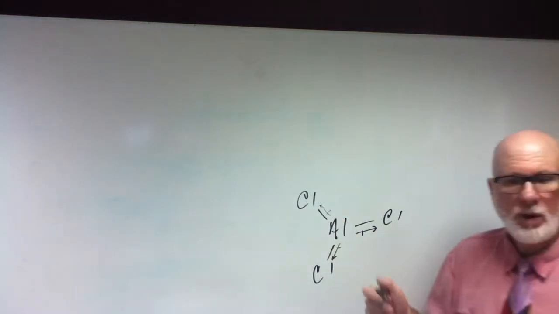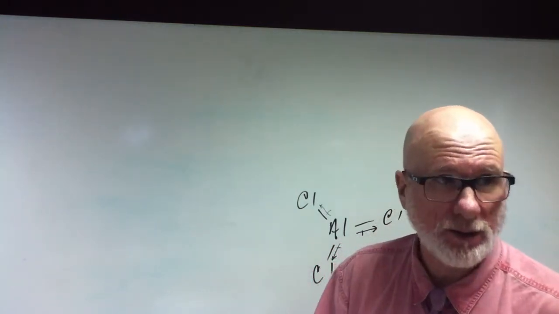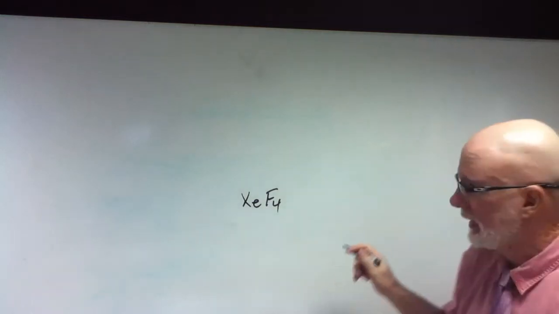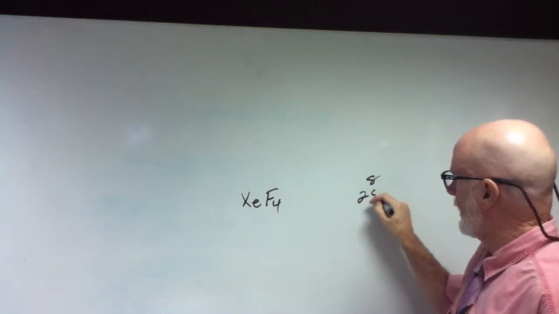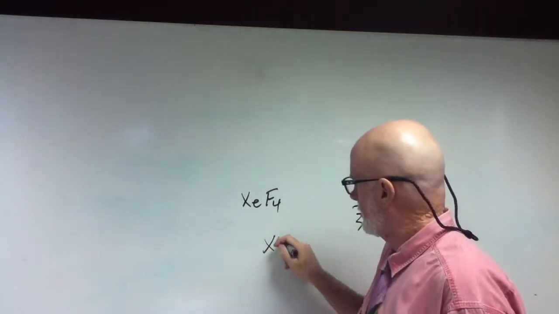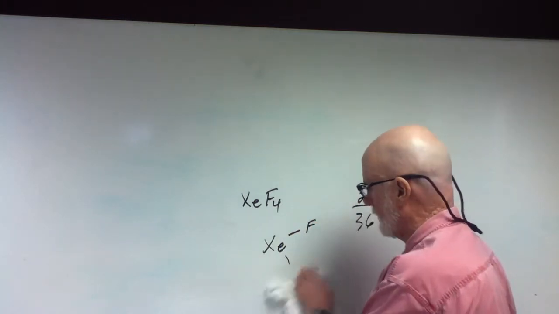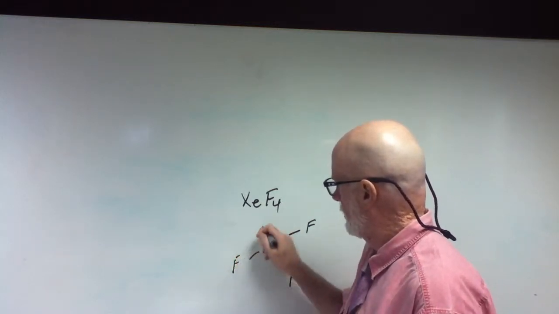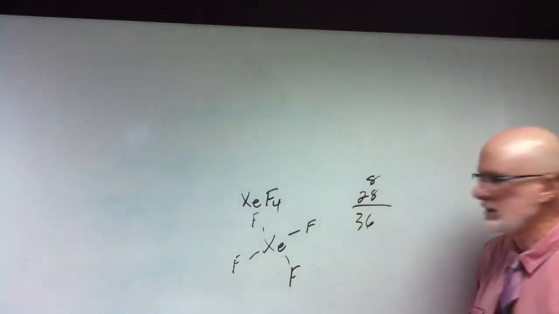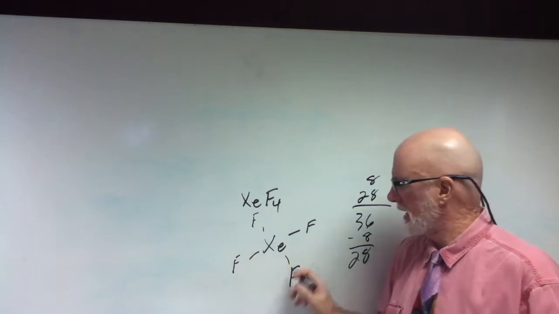Yes. One of the exceptions to that, where it's an irregular geometry, but it ends up to be nonpolar, I'll do that one. I'll do xenon tetrafluoride. You guys know this one? Okay, so it's going to be 8 and 28. Can I do that quickly? Is that all right? 36. I'm kind of giving it away. Okay. Yes? So minus 8, 28. So 6, 6, 6, 6, right?